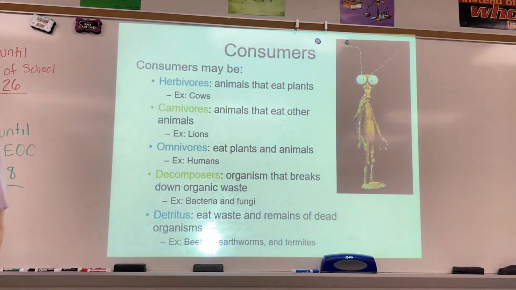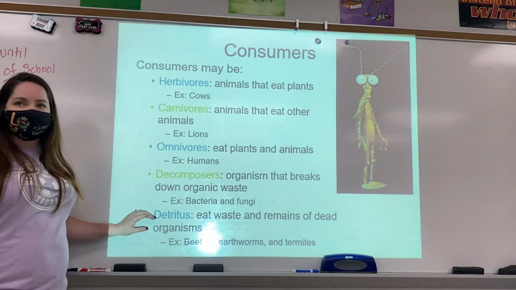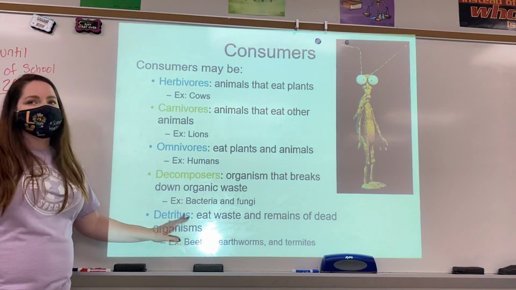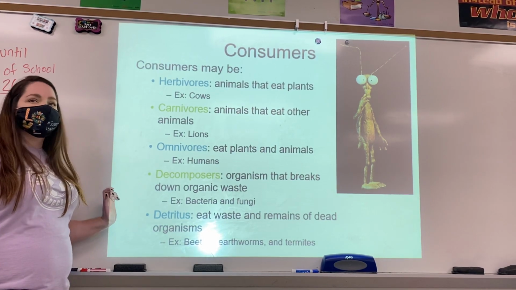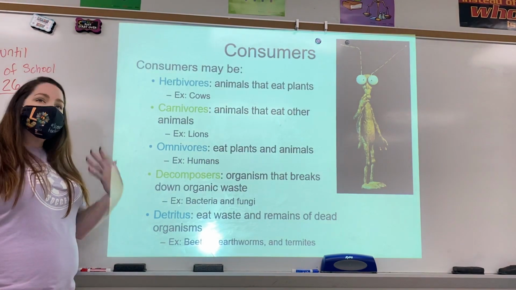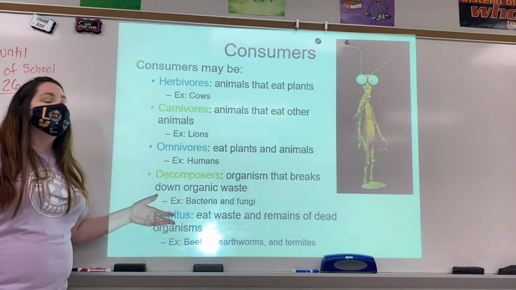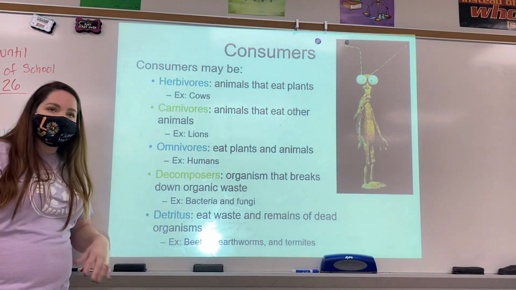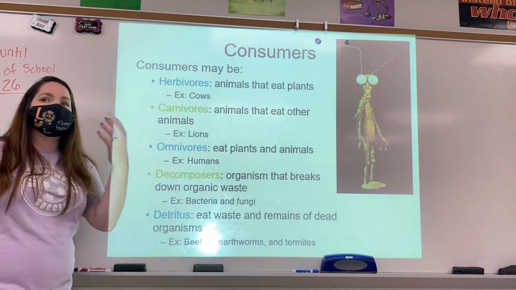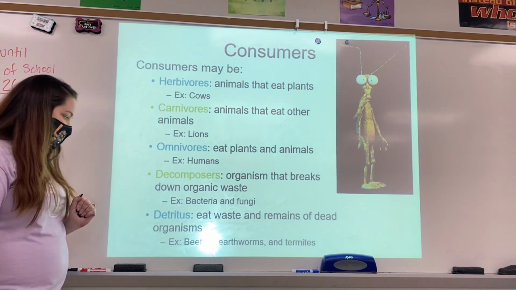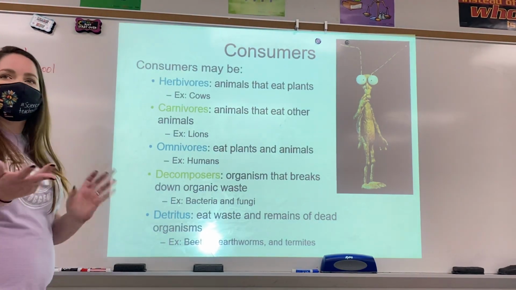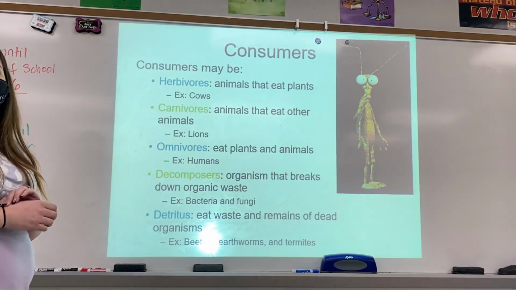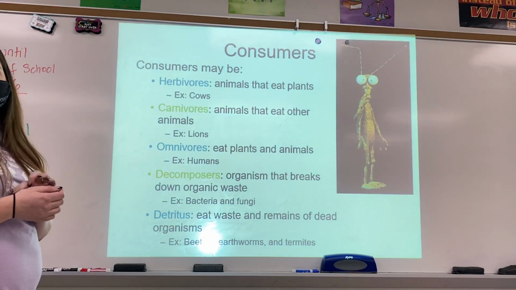detritivores. That's how you say this word, detritus. These are organisms that are going to find the waste of other animals, and they're going to eat the waste of other animals, and that is how they're going to get their nutrients and their energy. Okay? So beetles, earthworms, termites, they're going to eat the waste products of other animals, and that's how they're going to get their nutrients and their food and their energy.